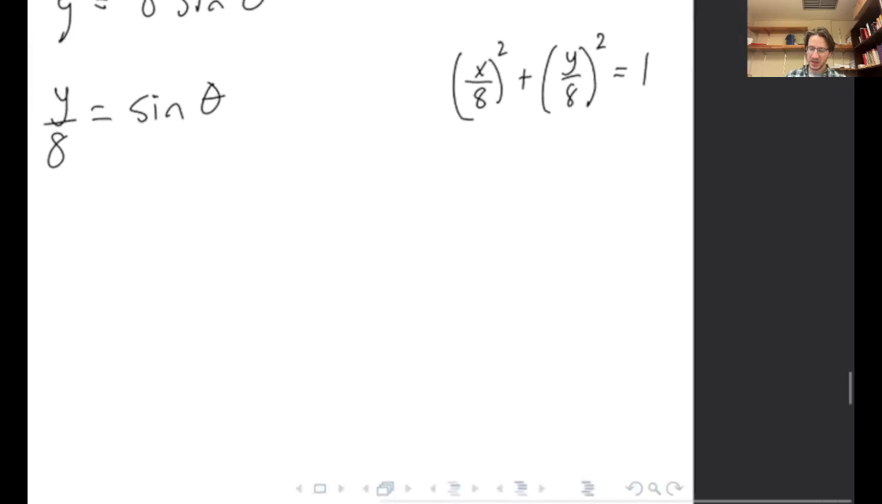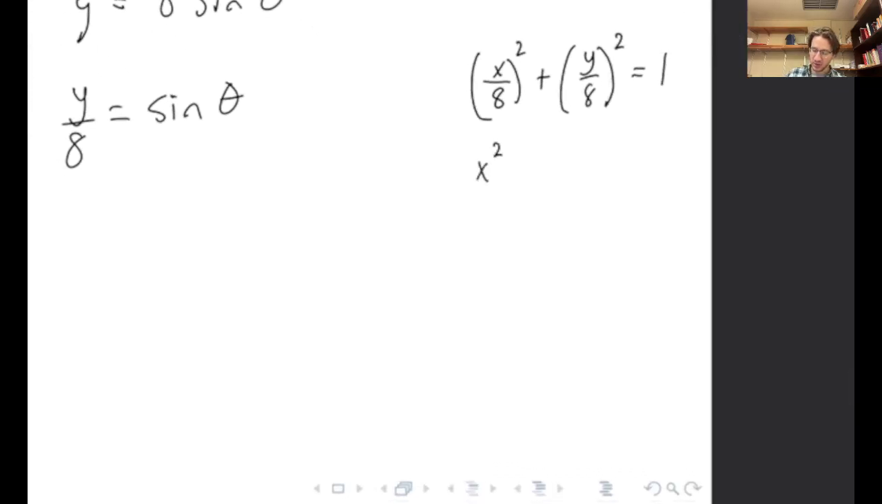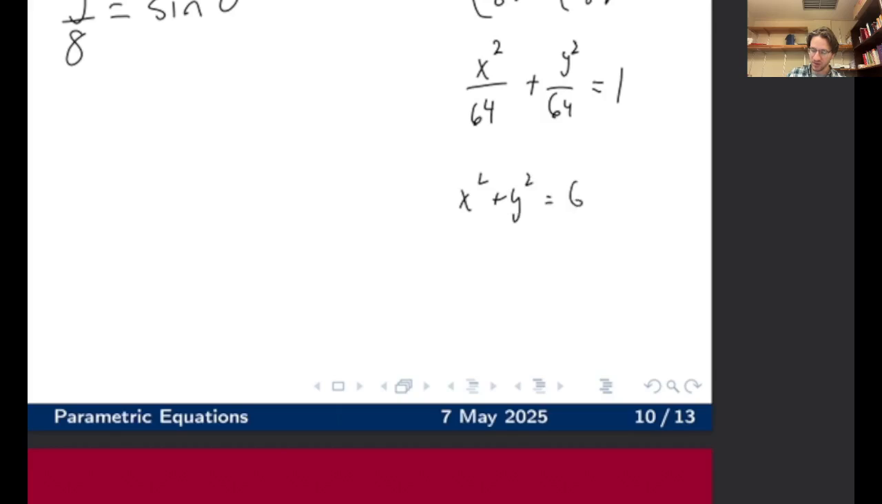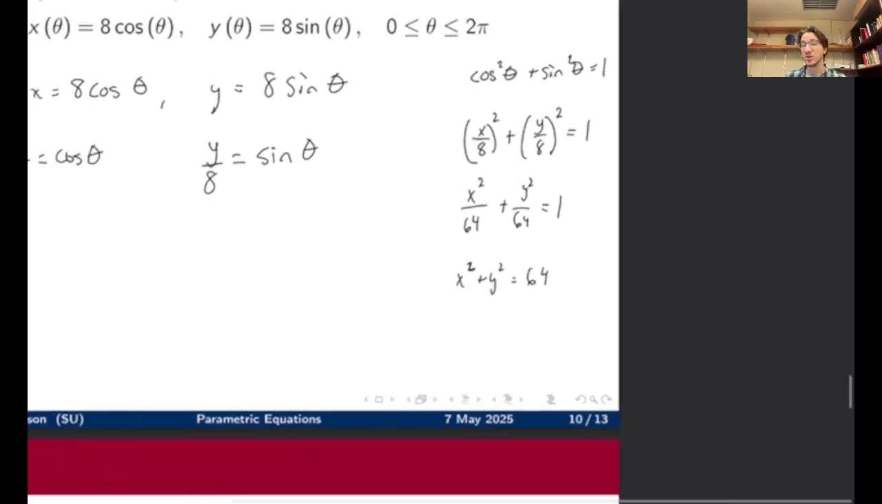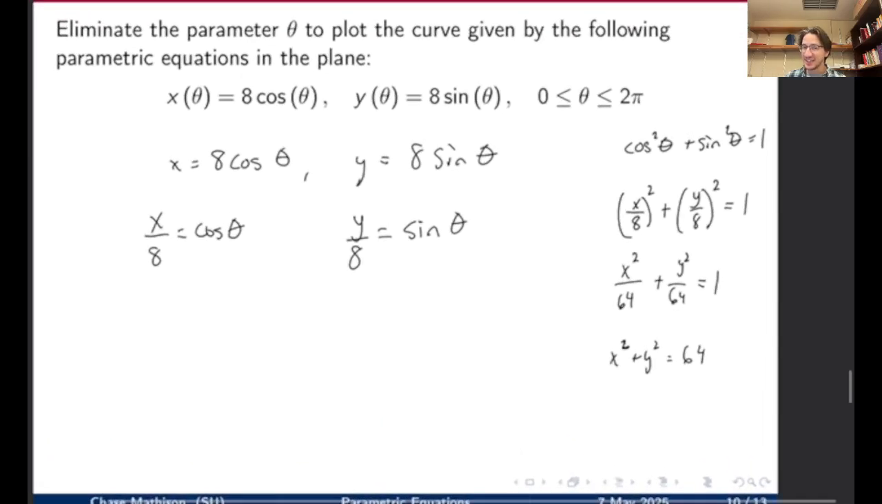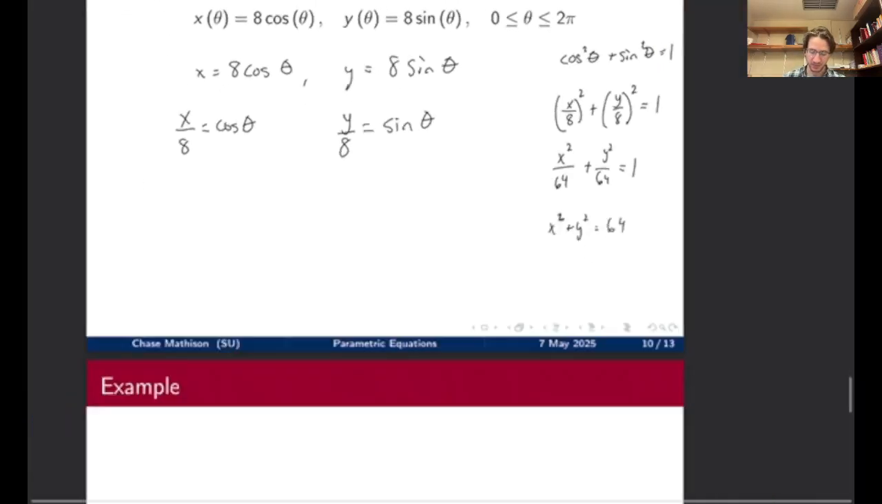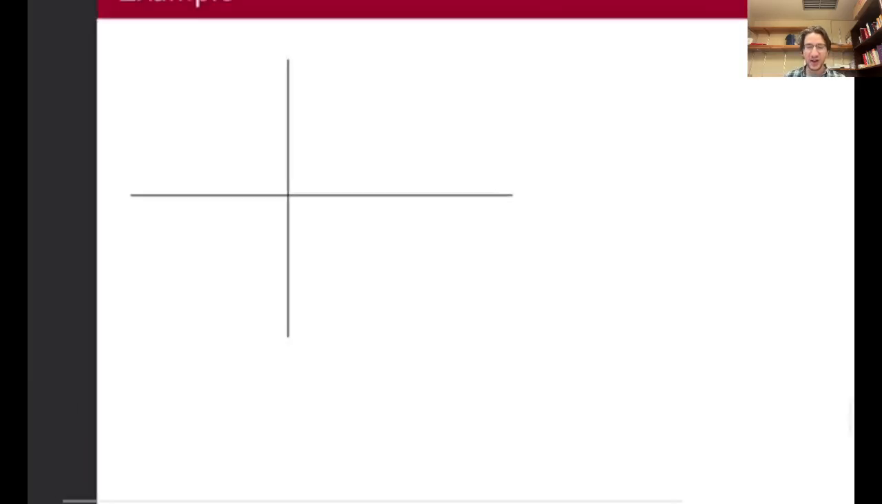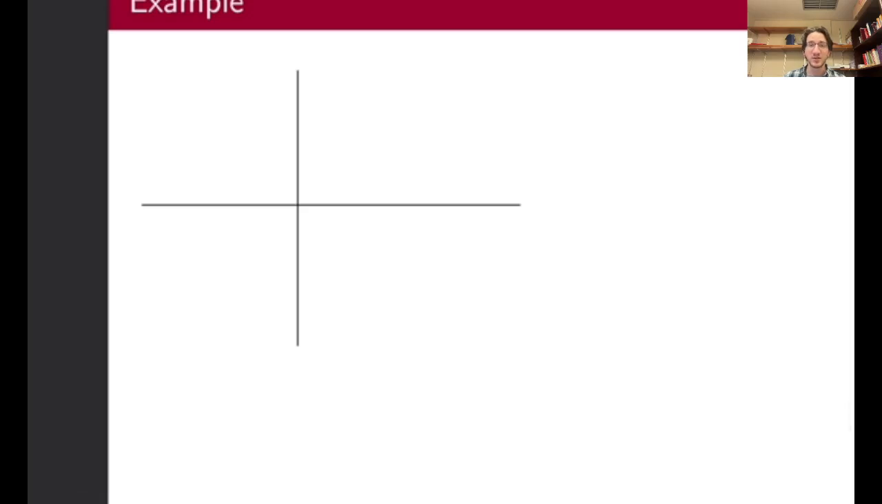squared, equals 1. And now I can distribute it a little bit. This is x squared over 64 plus y squared over 64 equals 1. And so x squared plus y squared equals 64. So again, this tells me not necessarily that the curve I'm looking at is the full circle of radius 8, but that this curve lives on that circle of radius 8. So let me sketch that circle of radius 8, and then we'll evaluate the parameter at a couple of different points in the interval we care about to make sure we're getting the full curve.